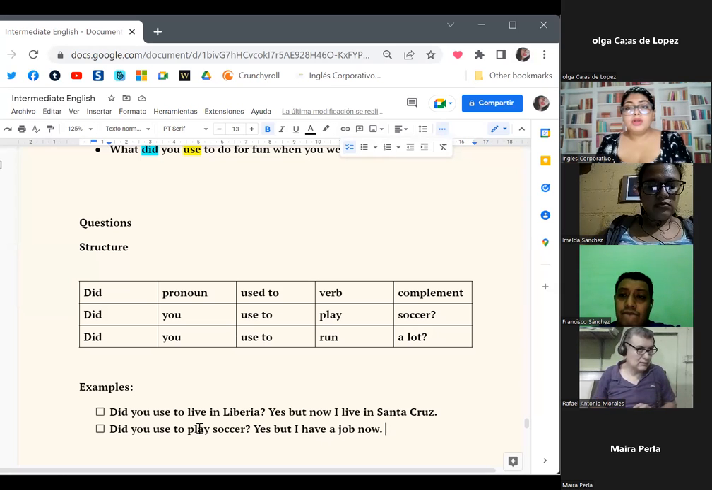So, I'm going to write the questions. Voy a escribir las preguntas. Y las vamos a leer. We are going to read the questions. We are going to understand what are they trying to ask.